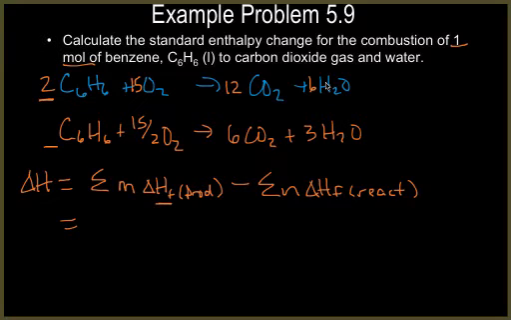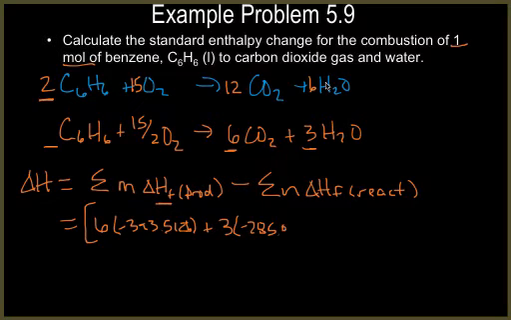Okay, so I have 6 CO2, so I'm going to take 6 times negative 393.5 kilojoules, plus, so that's where that 6 came from, plus 3 times negative 285.8 kilojoules for water. So those are my products. So my products minus my reactants over here.